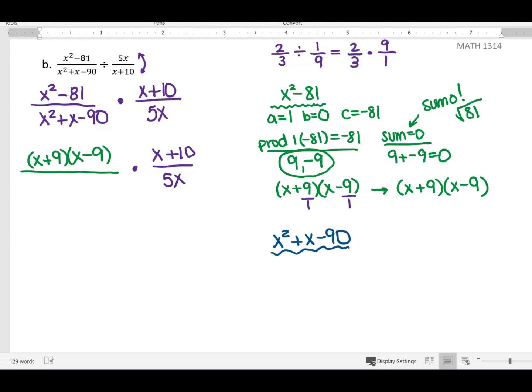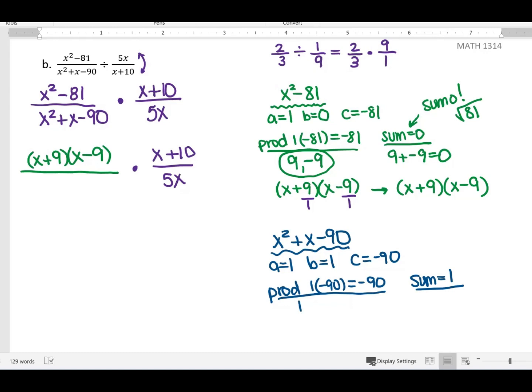so we can simplify everything. Here, a is 1, leading coefficient, b is 1, and c is negative 90. We're looking for a product of a times c, which is 1 times negative 90, which is negative 90, and a sum of 1. So you need to think to yourself, what multiplies to be negative 90 and adds to be 1? So I'm going to use 10 and negative 9 because 10 times negative 9 gets me to negative 90, and 10 plus negative 9 gets me to a positive 1.